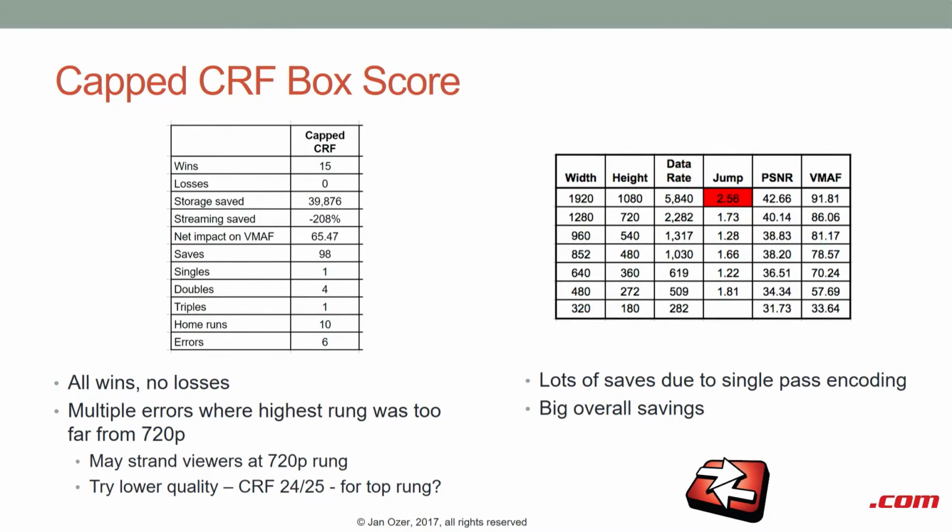It also had some significant errors. And here we see an example of a jump from 2.282 to 5800 at the top level. So what does that mean? If you're a viewer and your effective bandwidth is around even 5 megabits per second, you're still going to be stuck at the 720p stream. And that again translates to lower quality of experience. What can you do to save that? Maybe you can try encoding your top quality clip at a lower CRF value, to make sure it doesn't go as high as some of the others. But that was my big concern for CAP-CRF.